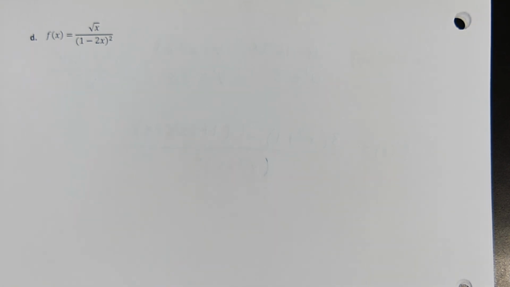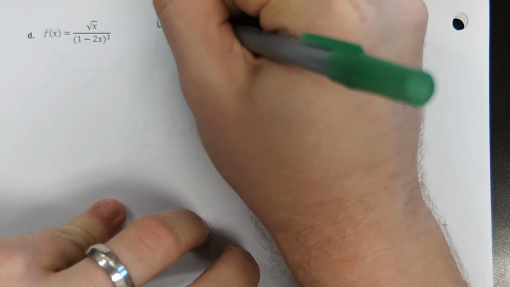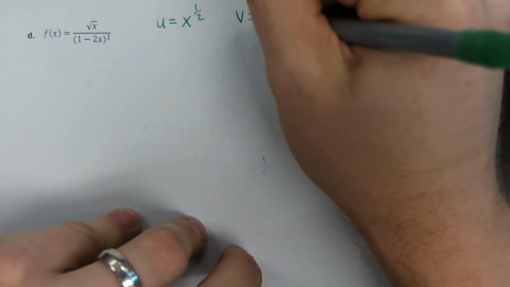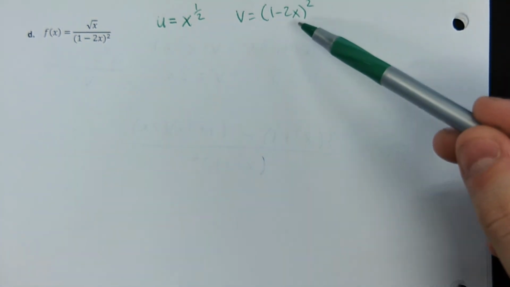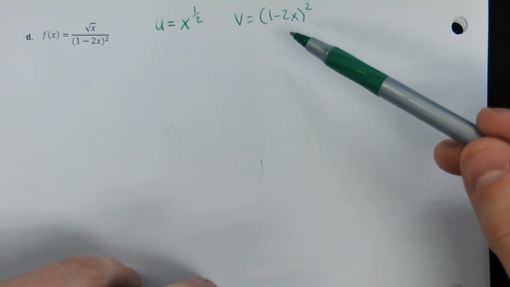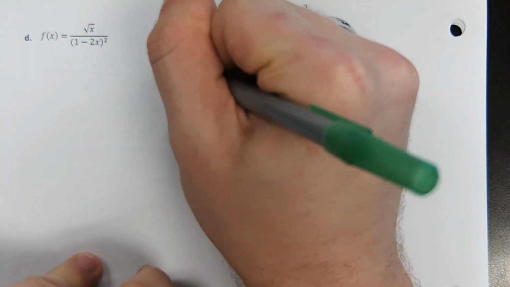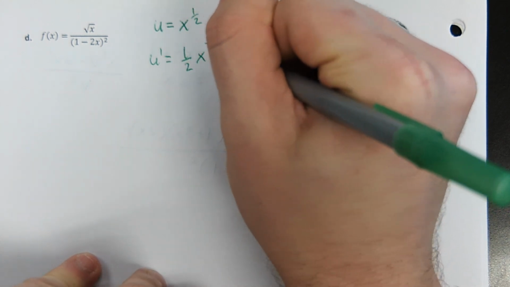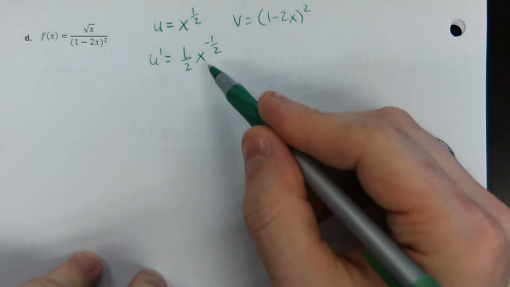Alrighty, so let's go ahead and do this one. Like I said, green is where we're going to be. U is the square root of x, which is x to the 1/2, and v is 1 minus 2x squared. V is going to require a chain rule. Be careful. U prime, we've seen this many, many times before. Drop the 1/2 to the front. Decrease the exponent by 1, which is going to be 1 over 2 root x.